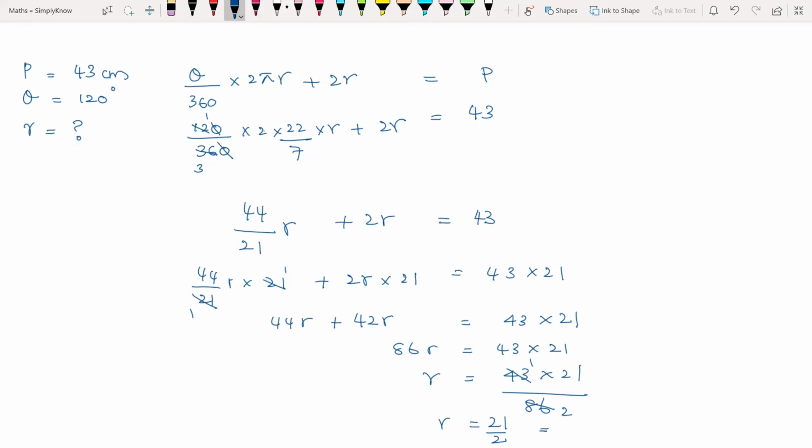So, this is actually 10.5 centimeters. So, I kept my answer as a decimal number. So, our radius is 10.5 centimeters.